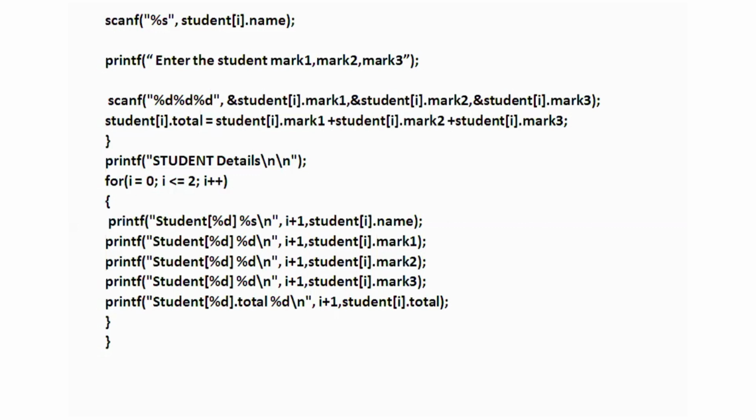Student of i dot mark 1 with an ampersand. How do we access the structure variables? That is done with the help of the ampersand. I am receiving them using the scanf statement. Student is the structure variable, and ampersand student of i dot mark 1 is available within the for loop.